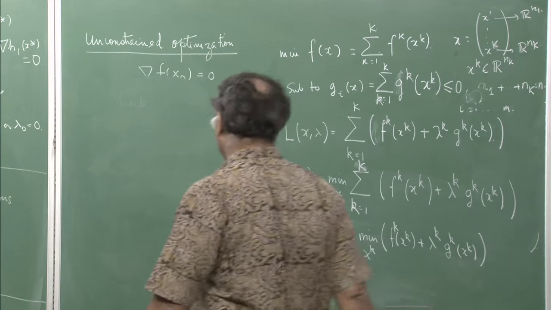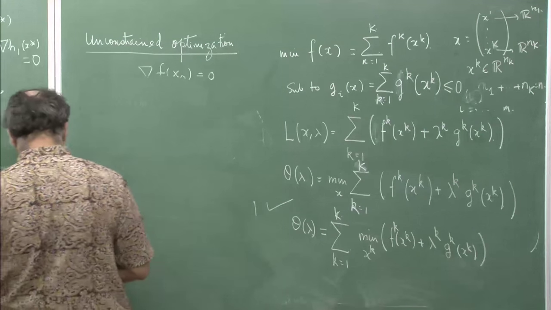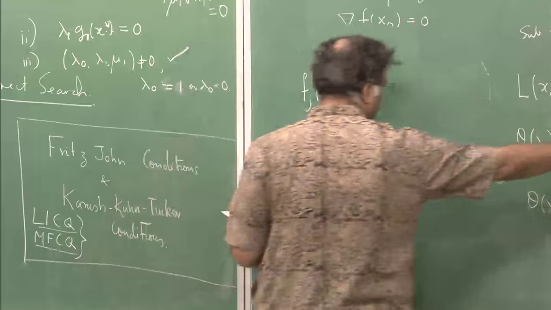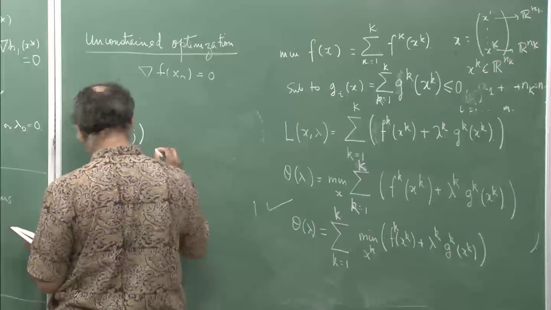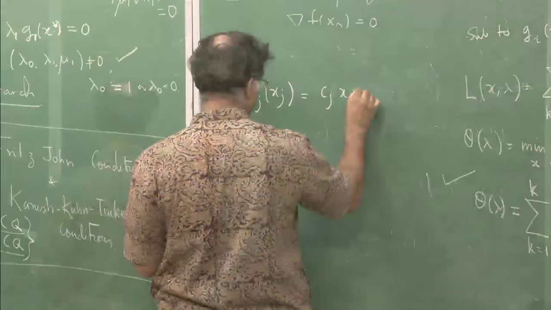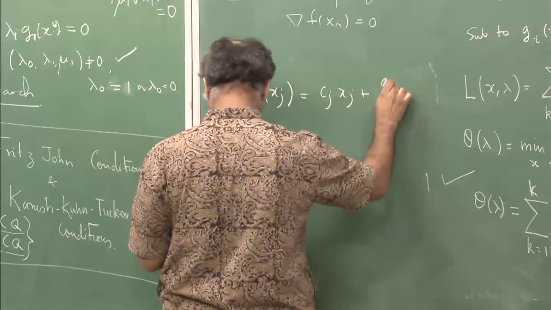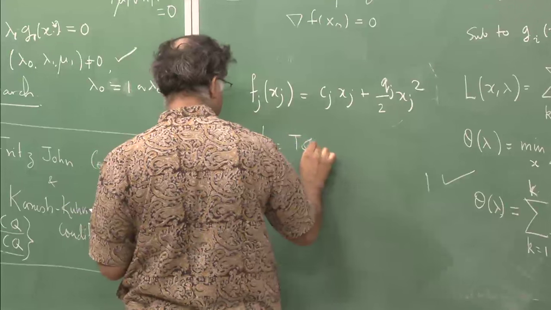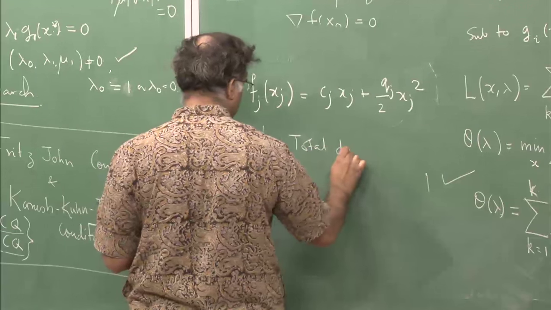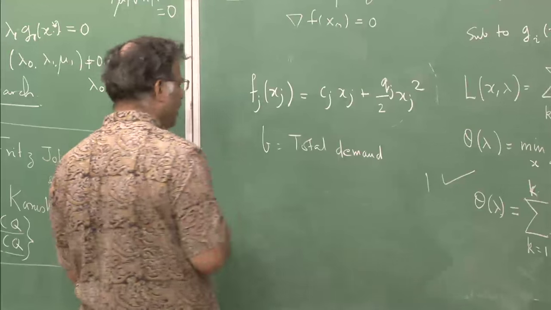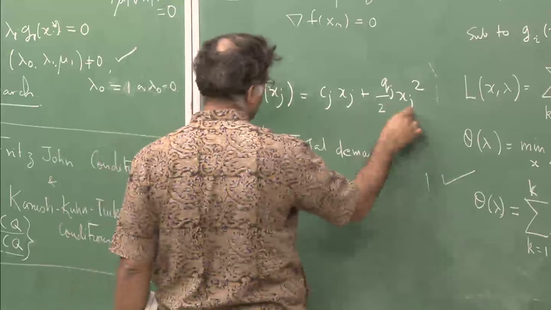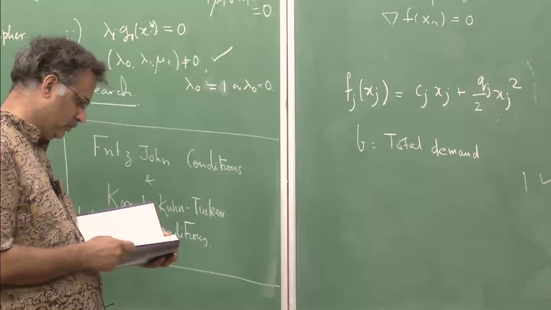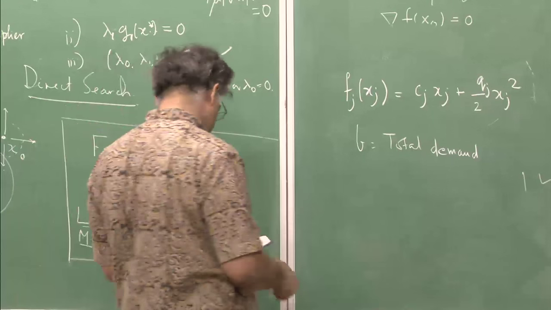So, suppose the cost of generating electricity at the jth power plant, it does not matter whether you put this or that, just here. So, if this is the cost, usually the cost is a quadratic cost. And B is the total demand. So, to have an output x j from the jth plant, this is the total cost that you have to incur. So, here it is strictly convex.